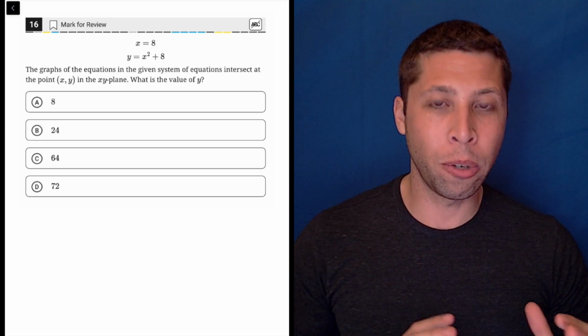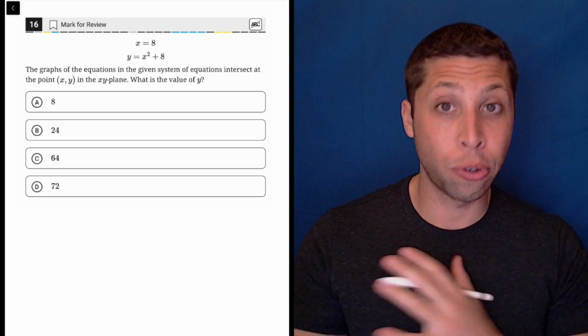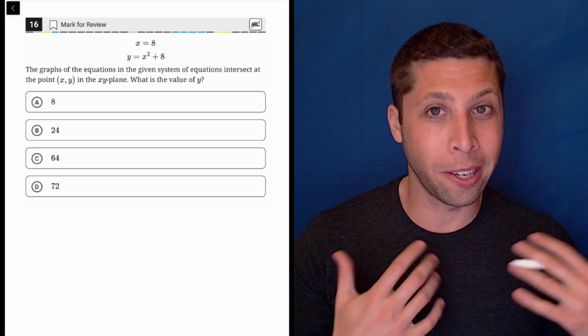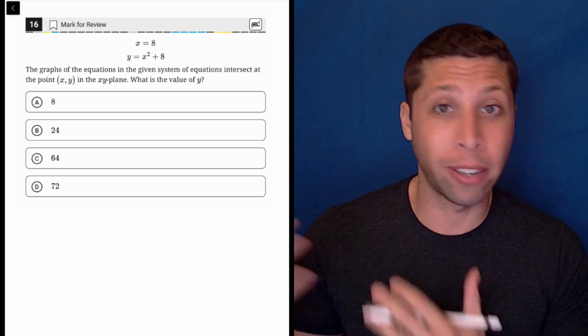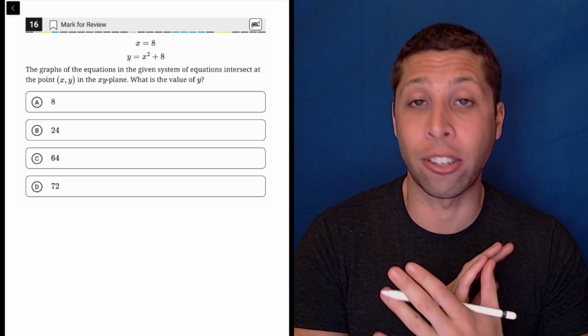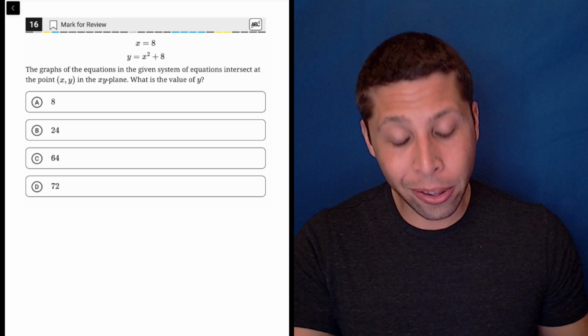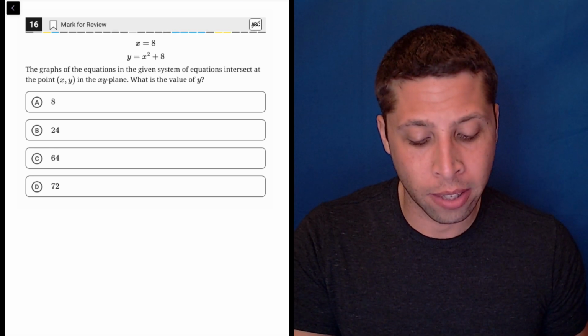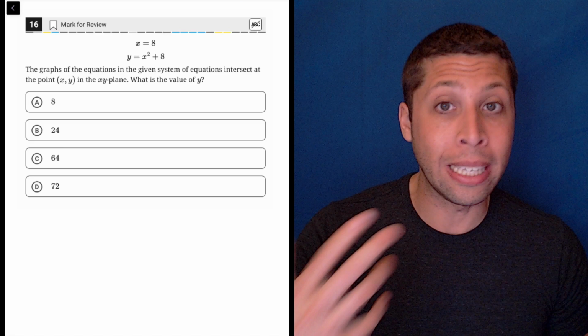Now, normally I always recommend that if you have a system of equations, you just go right into the graphing Desmos calculator, enter those equations, graph it, and just let the computer do the work. Here, though, we have a little bit of an exception because the first equation is so easy for us.